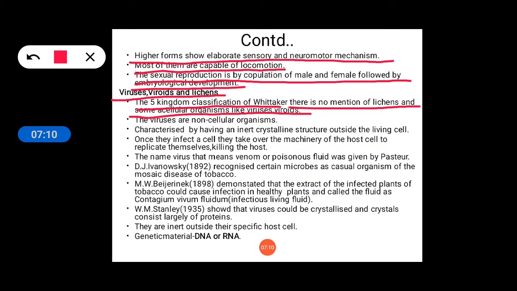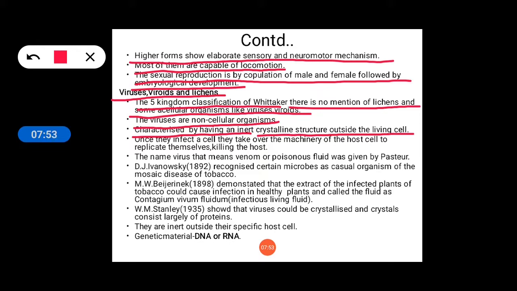The viruses are non-cellular organisms. Non-cellular means they are not composed of cells. They are characterized by having an inert crystalline structure outside the living cell. They form an inert crystalline structure outside the host cell, that is, the cell which they are going to infect.